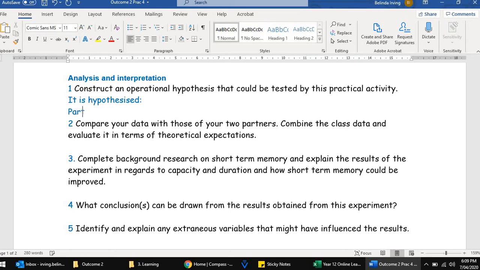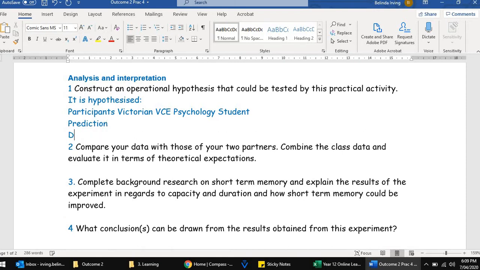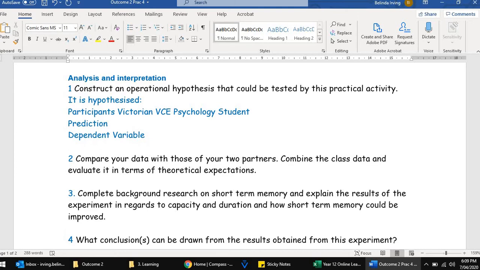You need to include the participants. So, obviously don't use your name, but you might say a Victorian VCE psychology student will get, so we're going to have the prediction, and then you go with the dependent variable, and then you would have how it will be measured. So that's what you need to include in an operational hypothesis, and it's really important that you practice these. If you are struggling with those, just give me the heads up, and I can create a few different scenarios for you and help you to get these correct.